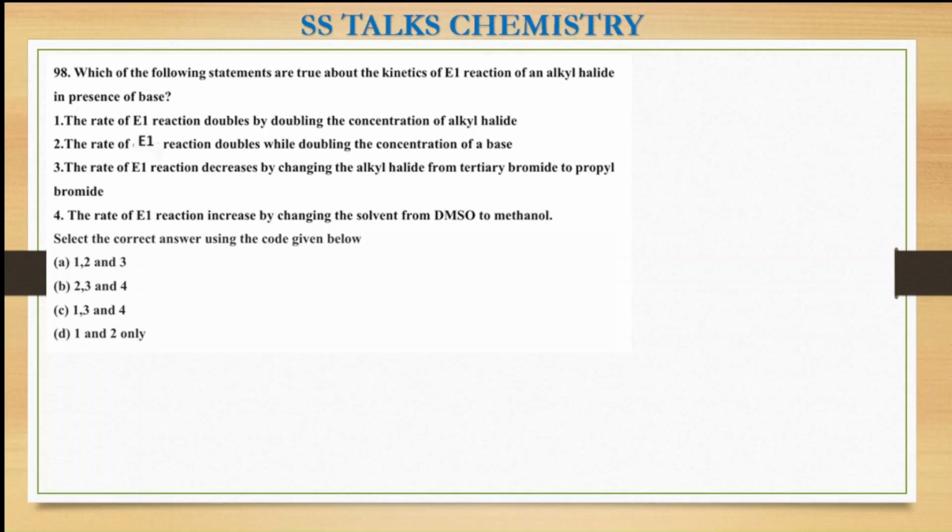It says, which of the following statements are true about the kinetics of the E1 reaction of alkyl halides in the presence of a base. So the E1 reaction, how does it generally take place? You have this RX group like this, you can consider a bulky one, the carbon with this X group present, and this is the substituted carbon you are having.